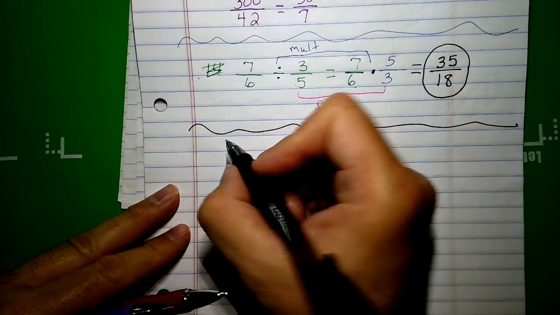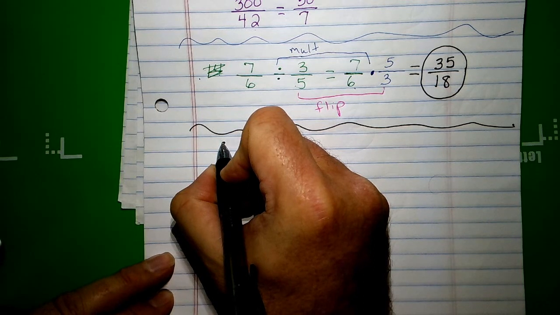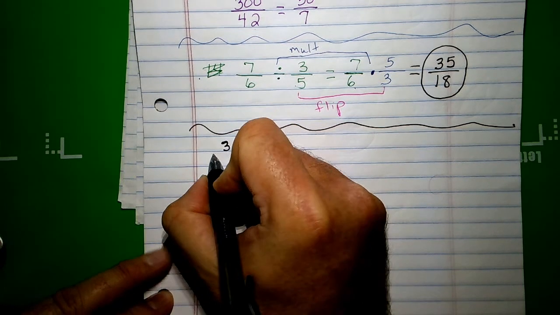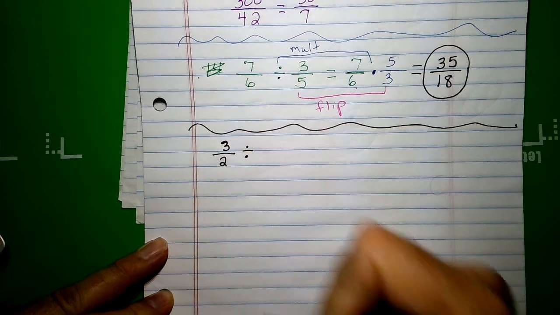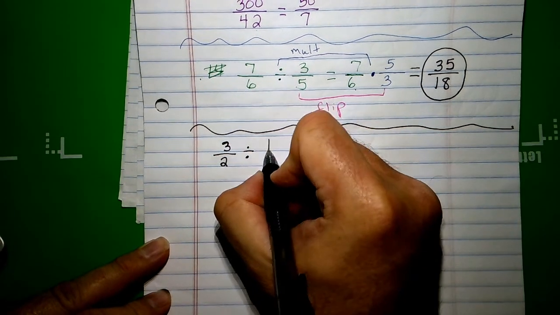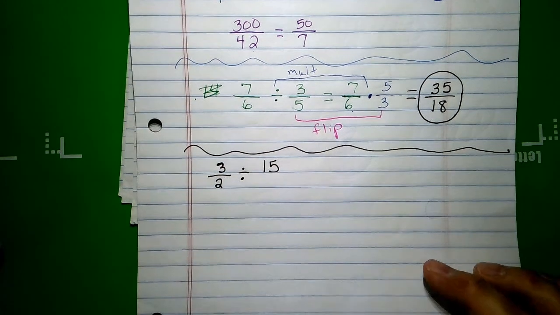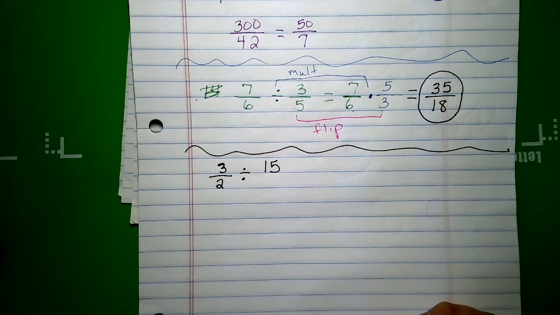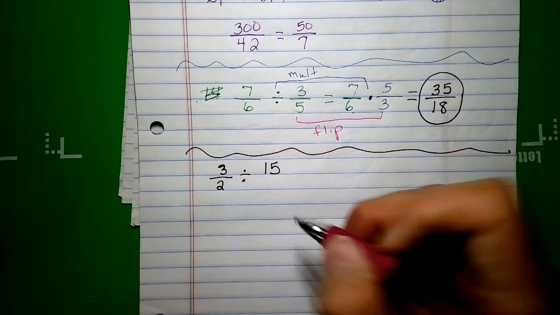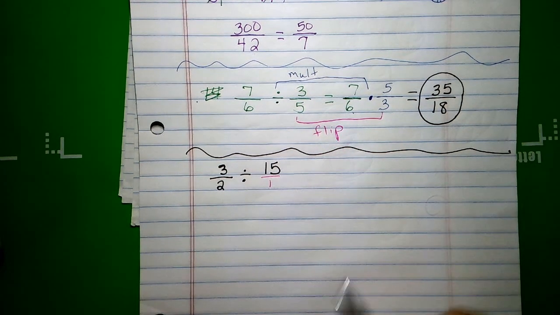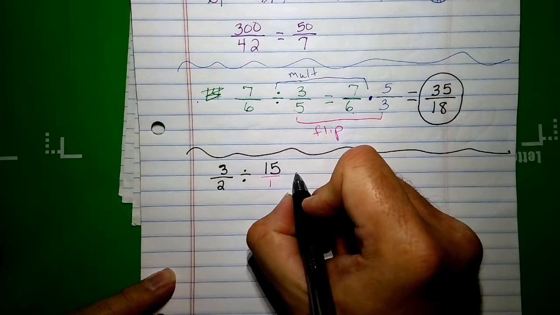Okay, how about one last problem? This will be good. 3 over 2 divided by just the whole number 15. You might be thinking, well, wait a minute. How are we going to flip that? Well, you can always think of 15 as 15 over 1. Okay? You can always take a whole number and write it as a fraction by putting it over 1.